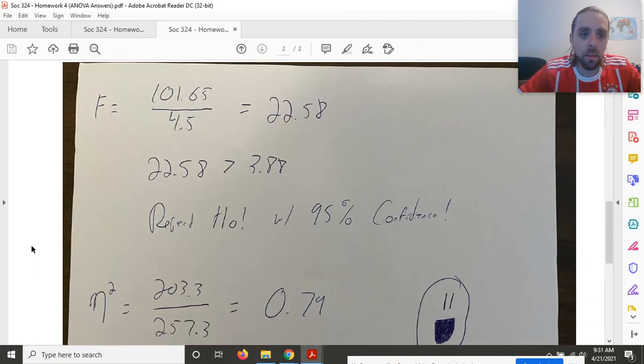On to my next page here. F, then, the very last thing we have to do, 101.65 over 4.5, and that gives me an observed F of 22.58. So I asked the class, is 22.58 greater than 3.88? Yeah, I'd say so. Therefore, with 95% confidence, I reject the null hypothesis and conclude that you're all about to be really stressed out next week, right? That there is a significant relationship between time of the semester and student stress levels. Reject H0 with 95% confidence.